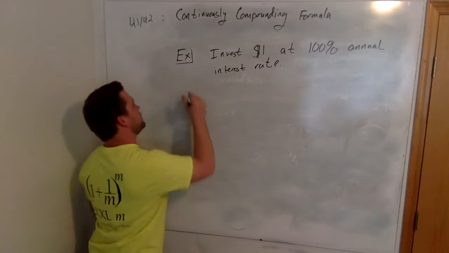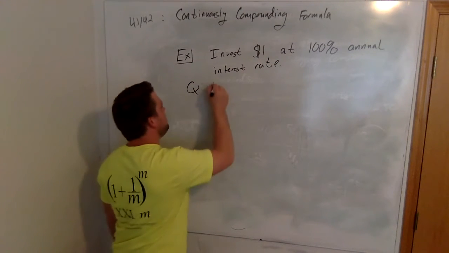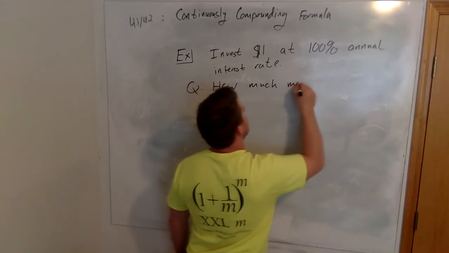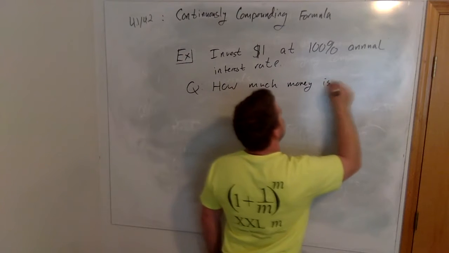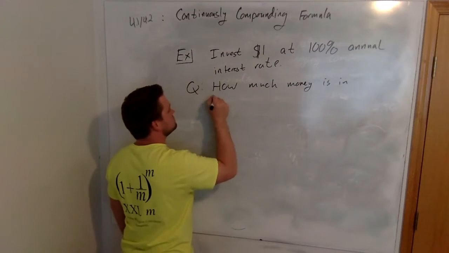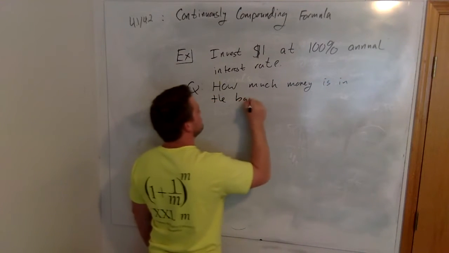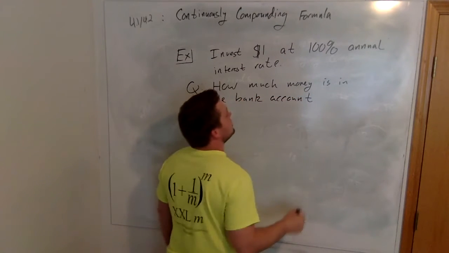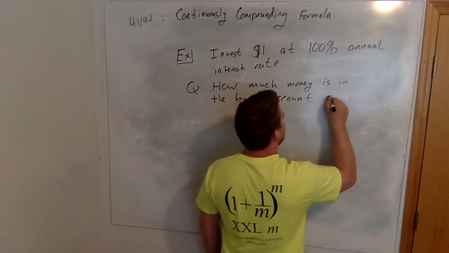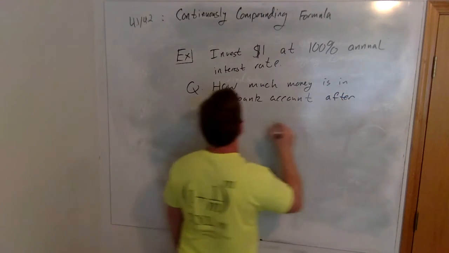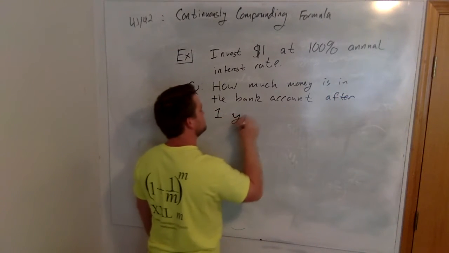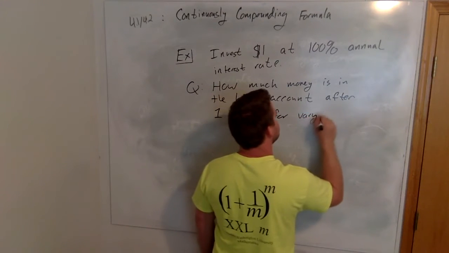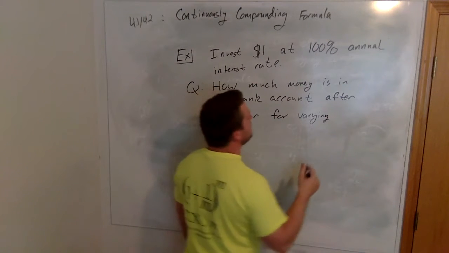Okay, and here's the question we're going to ask ourselves. How much money is in the bank account, let's say after 1 year, for varying compounding periods?